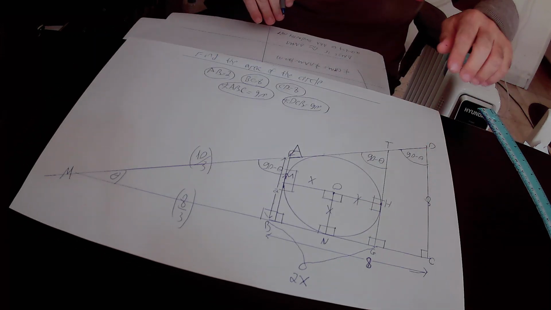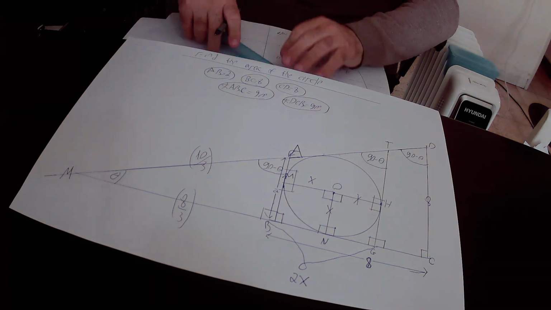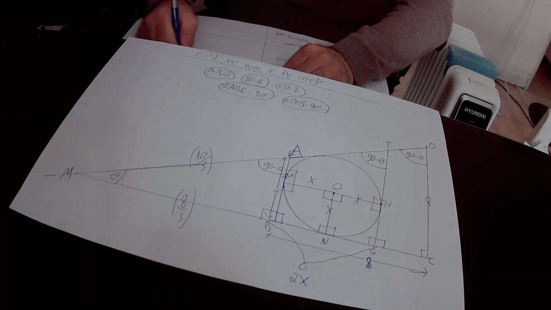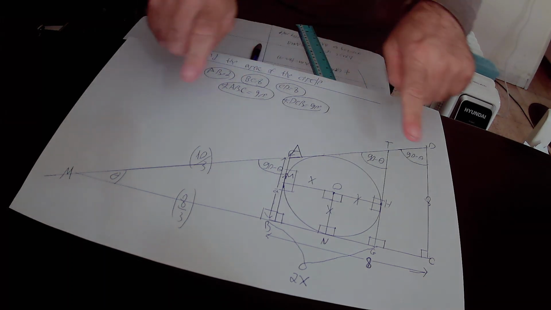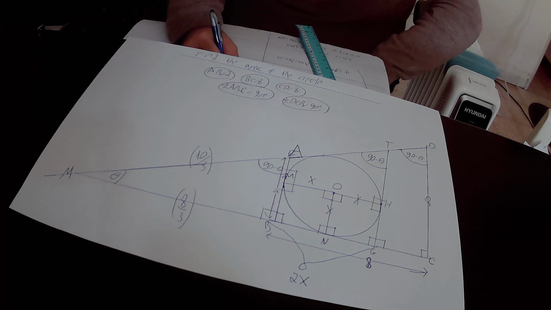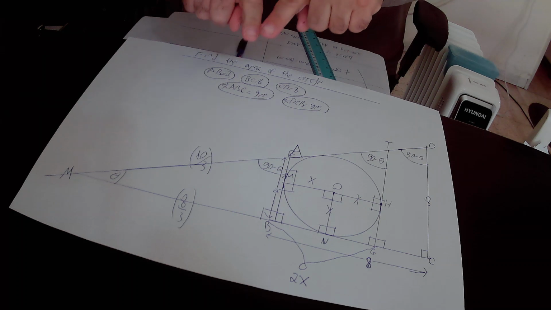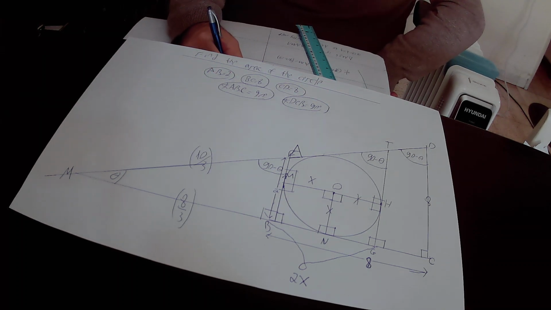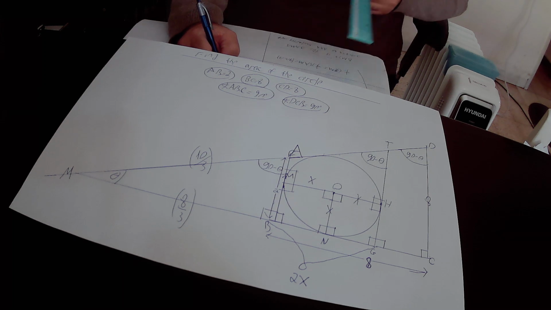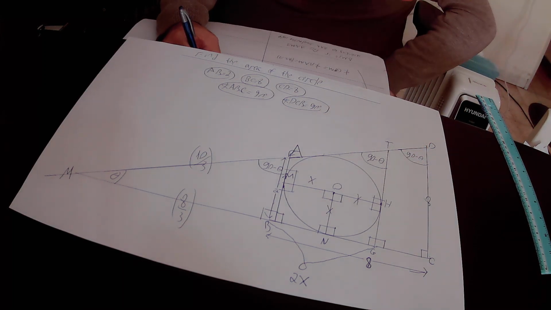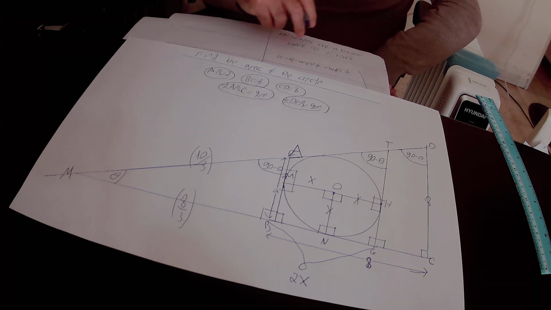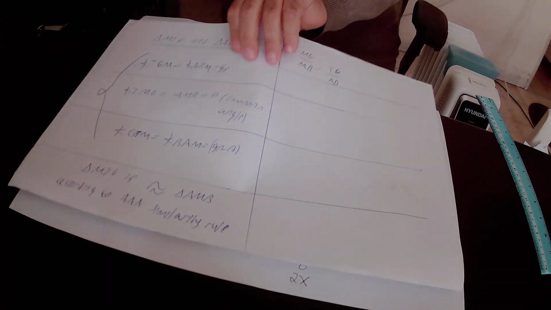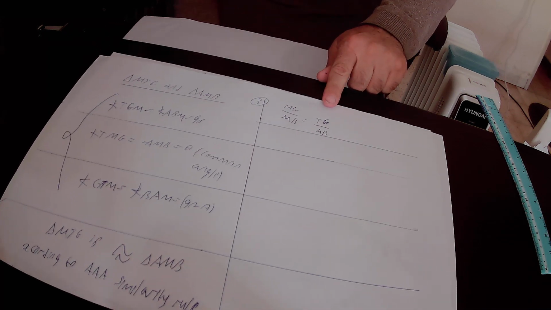And from the fact that the two right triangles are similar to each other, we conclude that the following relationship exists between their sides. We conclude that MG in the big triangle over MB in the small triangle is equal to TG in the big triangle over AB in the small triangle. Repeat again and conclude that MG over MB equals TG over AB.